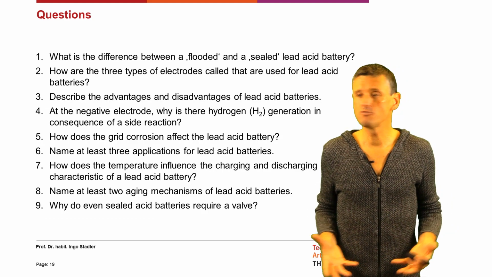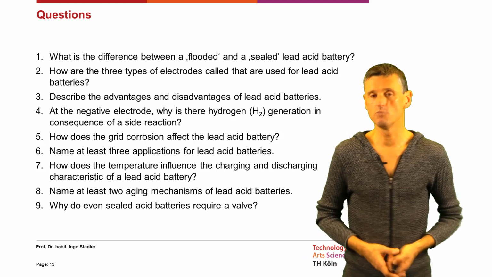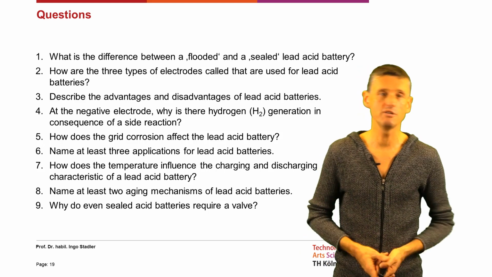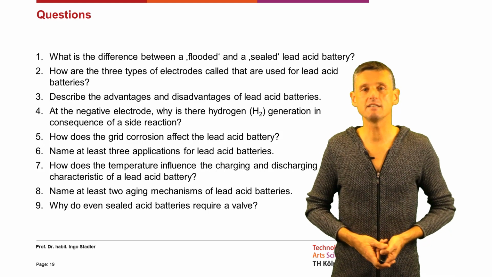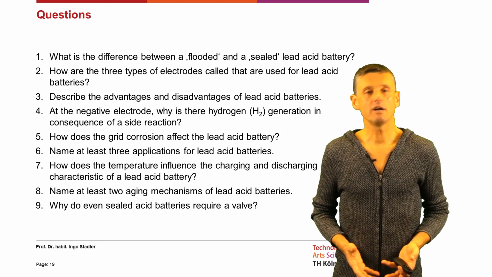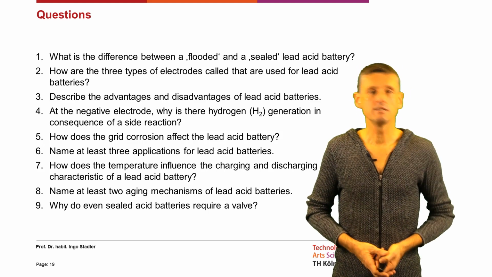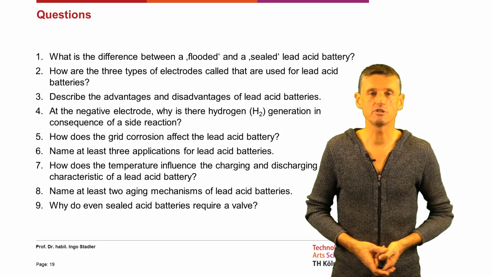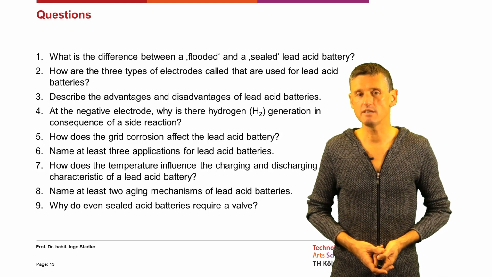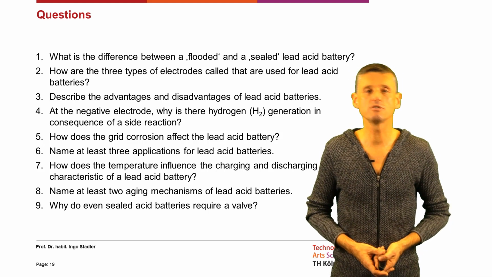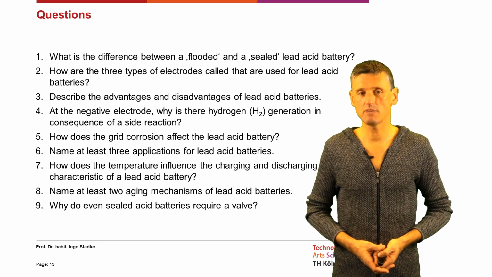So, ending up with a few questions that can be answered either by the presentation or by more detailed information given in the script or in the book. What is the difference between a flooded and a sealed lead-acid battery? How are the three types of electrodes called that are used for lead-acid batteries? Describe the advantages and disadvantages of a lead-acid battery. At the negative electrode, why is the hydrogen generation a consequence of a side reaction? How does the grid corrosion affect the lead-acid battery?